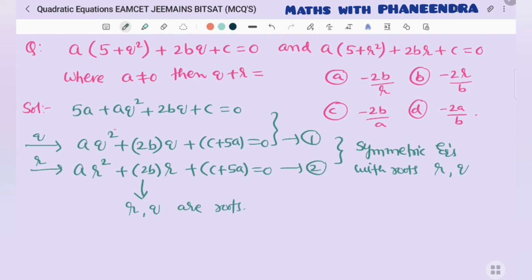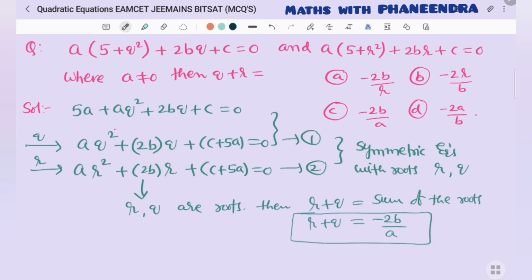So they are asking q plus r means what? Sum of the roots only, no? So sum of the roots r plus q is equal to, what is the formula for sum of the roots? Minus b by a. In place of b, what value is there in this equation? 2b. So minus 2b by a, and the value of a is a only. So r plus q is equal to minus 2b by a, which is there in the third option.